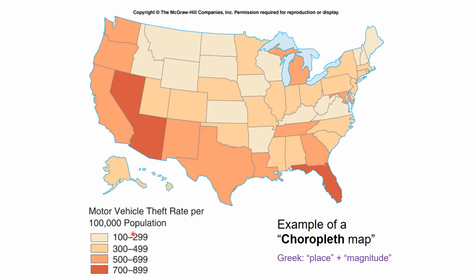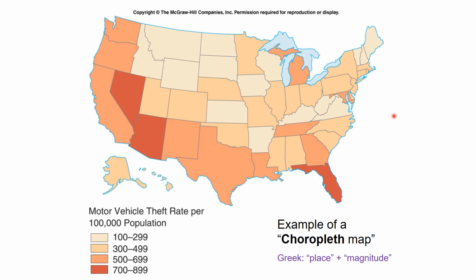The cartographer has to determine, well, how many categories do I want to have, and how do I want to break up those categories? Is it every couple hundred, as is the case here, or is it the highest, lowest, divide by 4? Well, how you make those decisions are going to influence what the map looks like. All right, so this is an example of a choropleth map.